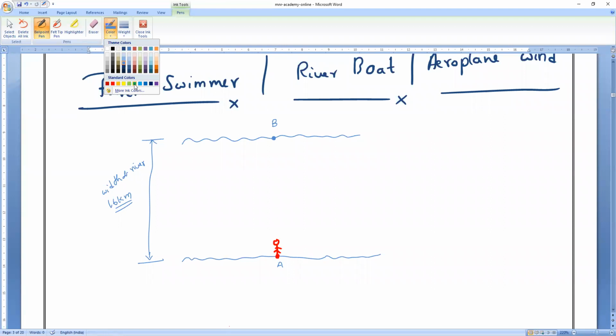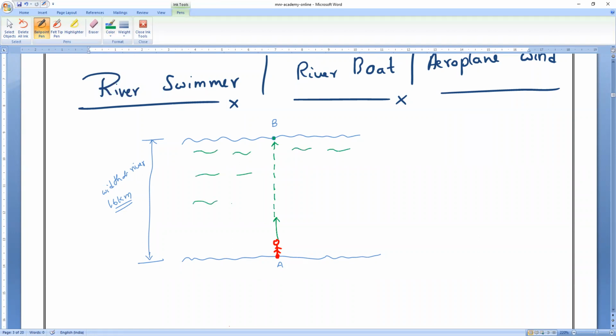He needs to reach the point B and cross this river, so he swims in a straight line. Is it okay, Pradosh? Clear? Actually, he needs to swim to the point B like this. But remember that river water is never stagnant. Of course, water is flowing in the river.